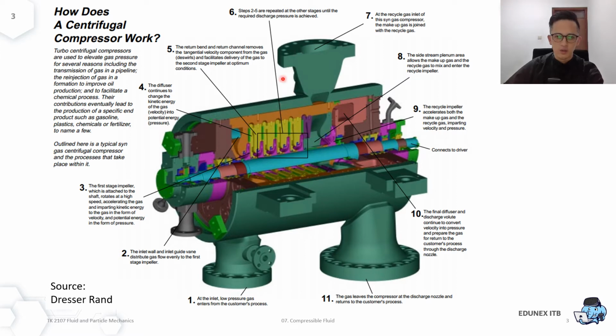And then we will have also a diffuser. The diffuser is to convert the kinetic energy of the fluid into a potential energy or a pressure. And then after the diffuser, we can have the second stage or even the third stage of the compressor, depending on the discharge pressure required by the process. And when it leaves, it will leave at the end of the compressor using the outlet nozzle.